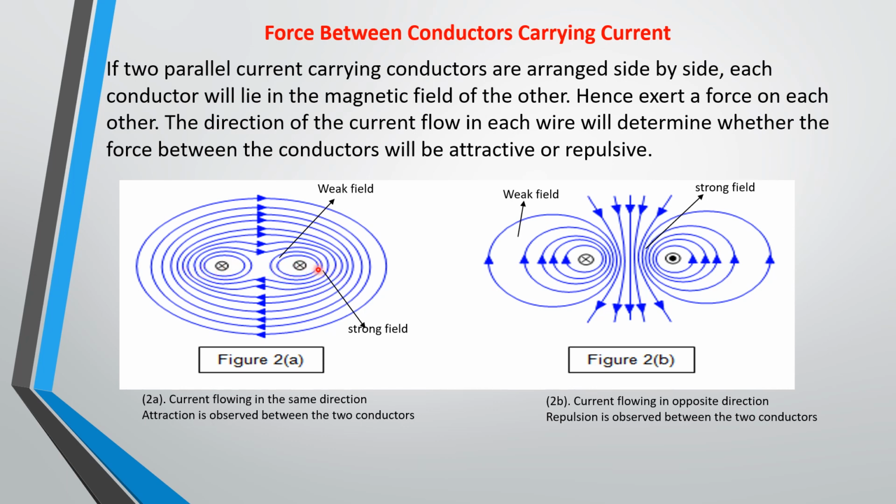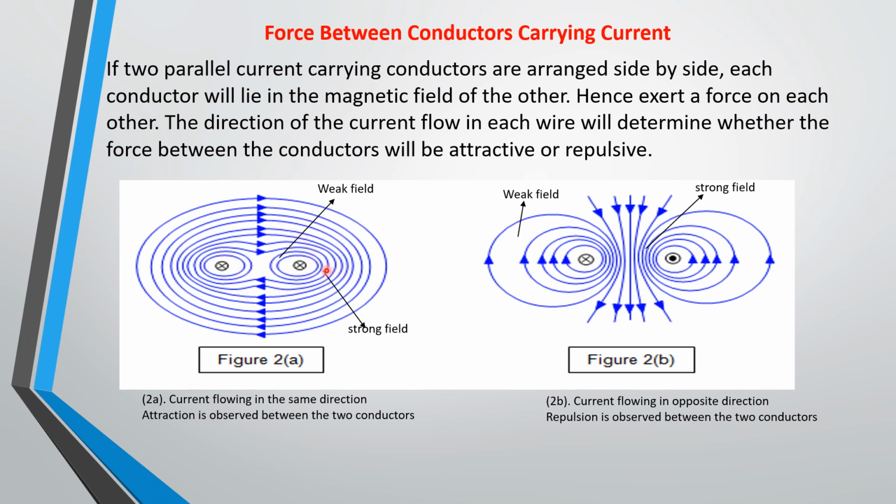Now the direction of the current flow in each wire will determine whether the force between them will be attractive or repulsive. So if the direction of current flow in the two conductors is the same, like look at this one, the current is flowing in the same direction in these two current carrying conductors, then the force between these two conductors will be attractive. So there will be attraction between the two. That's what you are seeing here.